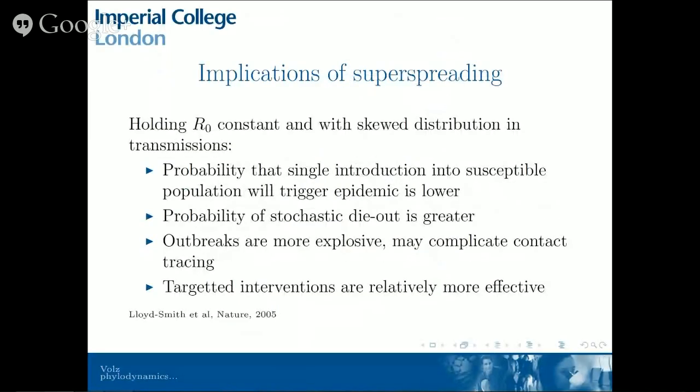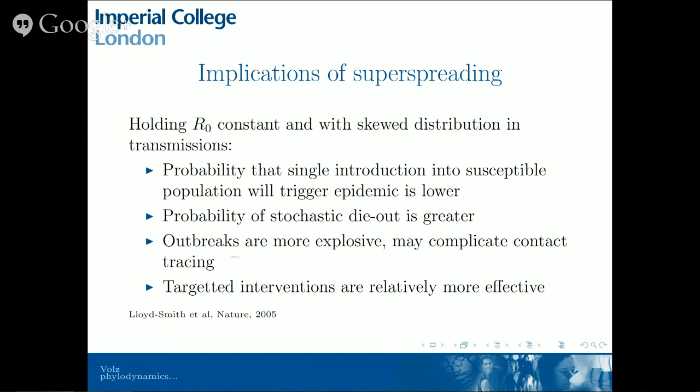Okay, but first of all, why might we be interested in estimating the degree of superspreading? There's a lot of mathematical epidemiological work showing that if, holding R naught constant, you increase variance in the individual-level reproduction number, so increasing variance in the number of transmissions per host, the probability that a single introduction into a susceptible population will trigger an epidemic is lower, which is good. And the probability that an epidemic will die out due to stochastic effects is also greater, which is good.